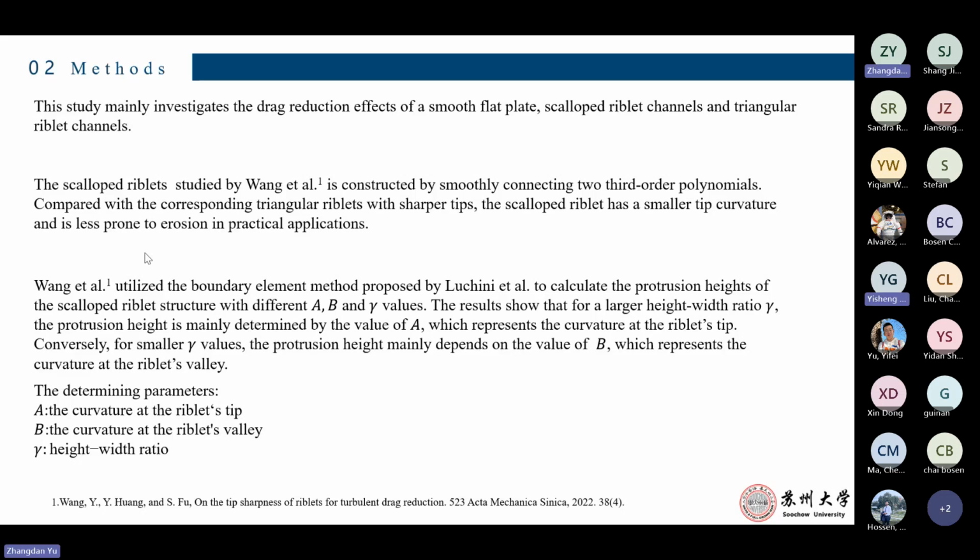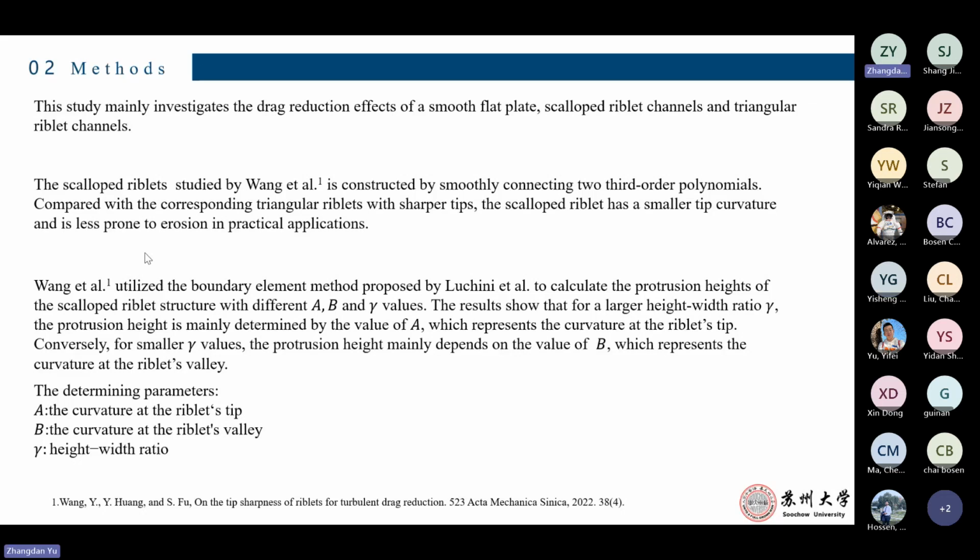The scalloped riblet studied by Wang et al. is constructed by smoothly connecting two third-order polynomials. Compared with the corresponding triangular riblets with sharper tips, the scallop riblet has a smaller tip curvature and is less prone to erosion in practical applications. Wang et al. utilized the boundary element method proposed by Luchini et al. to calculate the protrusion heights of the scallop riblet structure with different A, B, and gamma values.